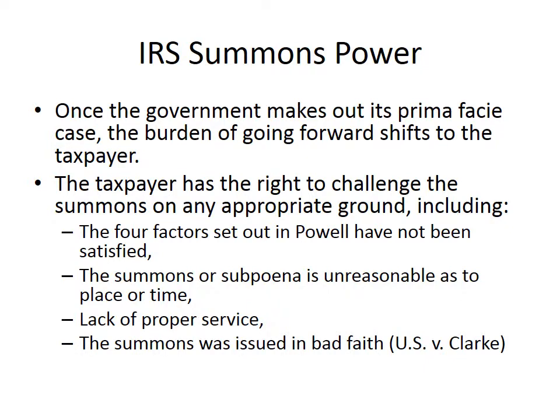Now, once the government makes out its prima facie case, the burden of going forward shifts to the taxpayer. The taxpayer has the right to challenge the summons on any appropriate ground. And as you can see here, I mentioned the grounds that the taxpayer can raise. The first consists of the 4 factors set out in Powell, that they have not been satisfied. So what the taxpayer might find is that 1 or 2 or all of the factors haven't been satisfied. And so the taxpayer's defense would essentially be trying to negate 1 or more of the factors set out in Powell. The second is that the summons or subpoena is unreasonable as to place or time. The third is lack of proper service. And the fourth is that the summons was issued in bad faith.